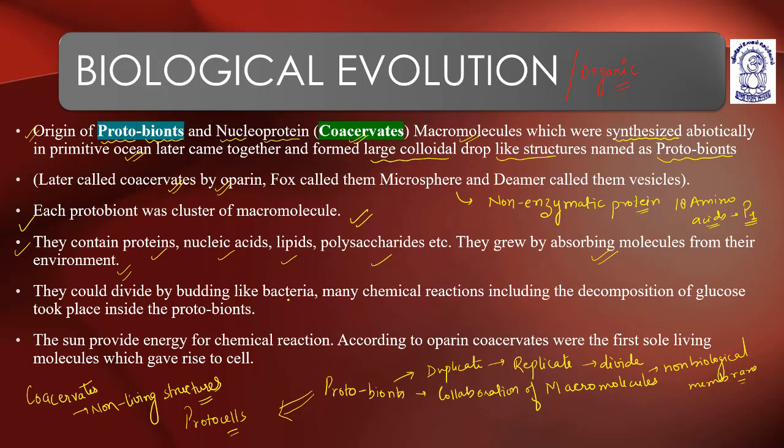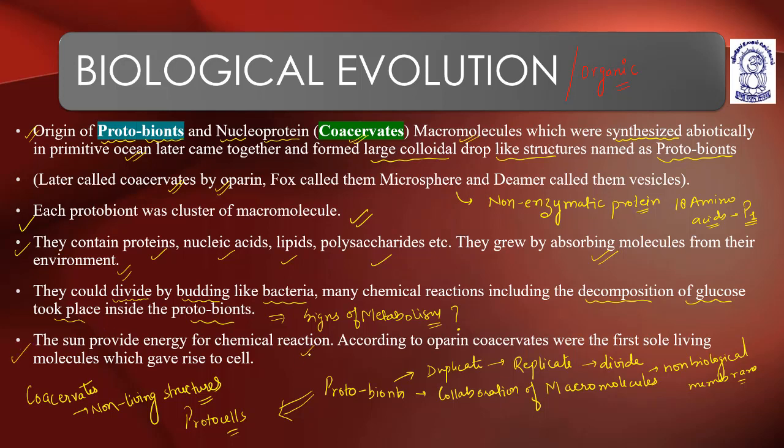They could divide by budding like bacteria. Now the protocells, or the coacervates, come up with the process of division, but the division is a very simple type, budding, like bacteria. Many chemical reactions, including decomposition of glucose, took place inside the protobionts. So they show some signs of metabolism. But as no proteins of that time were enzymatic, signs of metabolism remain a question mark. There are some simple reactions which can be confirmed, like decomposition of glucose, but we cannot say that they are metabolically active, especially the protobionts or the coacervates. They are non-living structures, right?